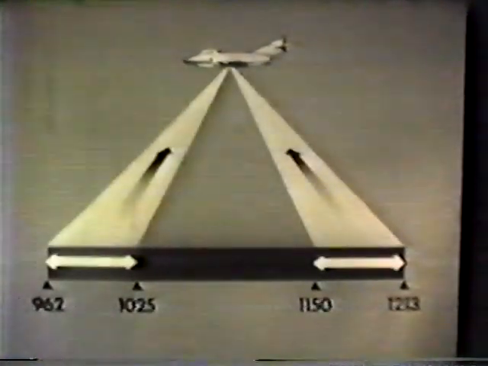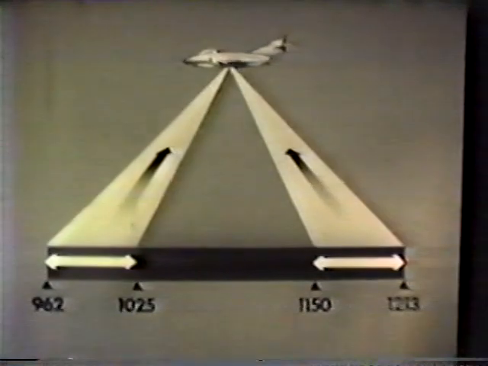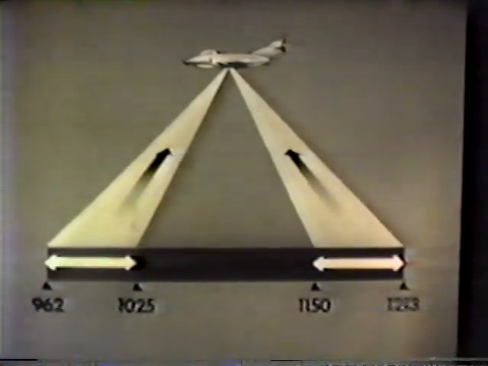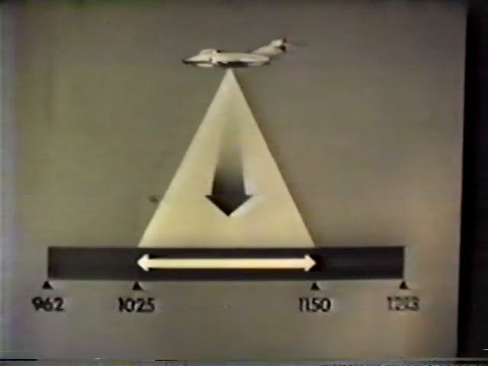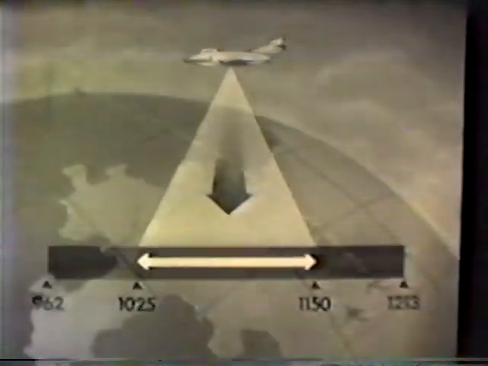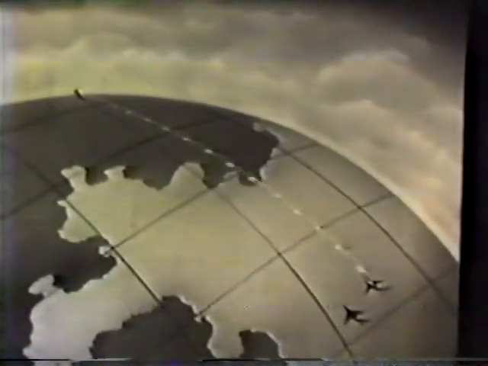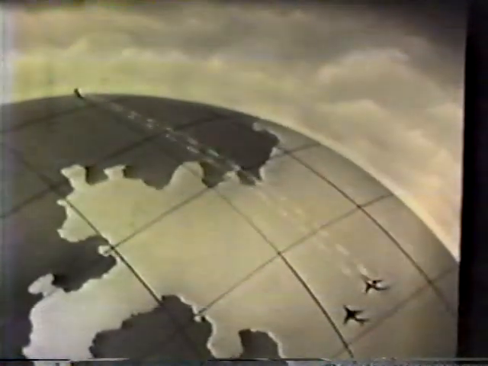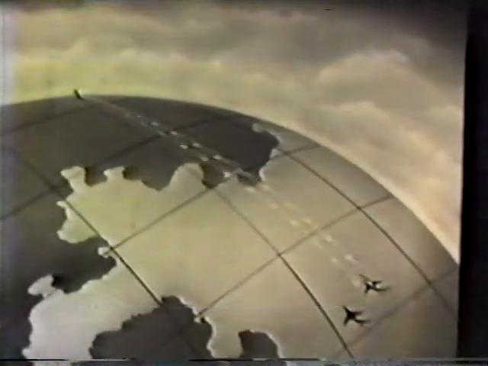Now let's review highlights of the URN-3. The URN-3 transmits on the two ends of the 962 to 1213 megacycle band and receives in the center of the band. The beacon receives paired pulse interrogations from aircraft and responds to these interrogations to furnish distance information to the aircraft. The URN-3 provides Morse code identification to the aircraft by replacing randomly spaced pulse pairs with regularly spaced pulse pairs.